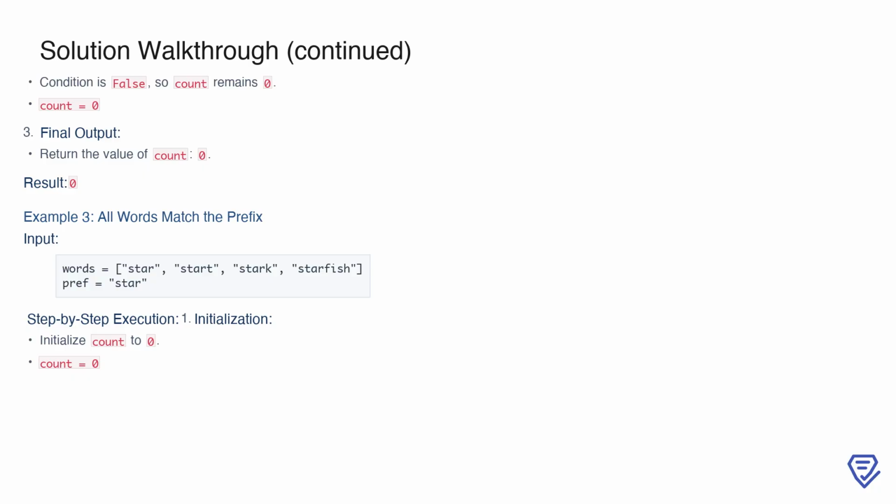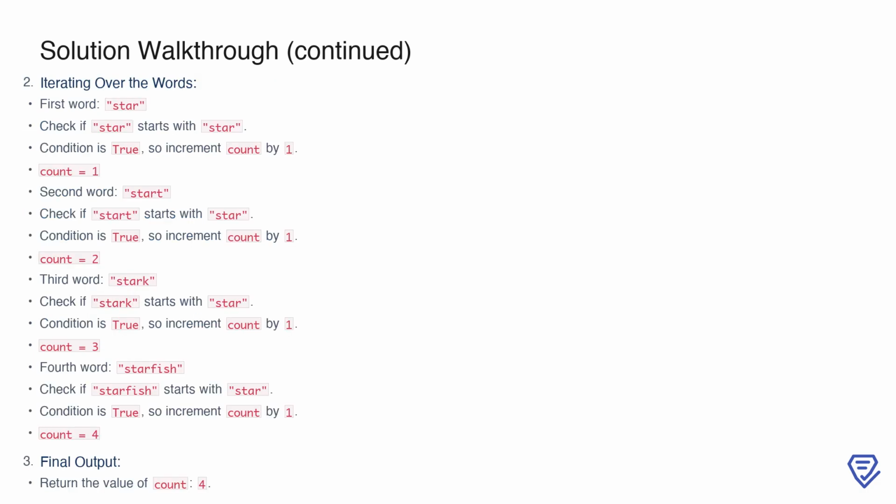Now, let's move on to a third example where all the words in the list match the given prefix. The input words are star, start, stark, and starfish, and the prefix is "star". As usual, we start by initializing count to 0. We then iterate over each word in the list. First, we check the word star. It starts with "star", so we increment count by 1, making it 1.